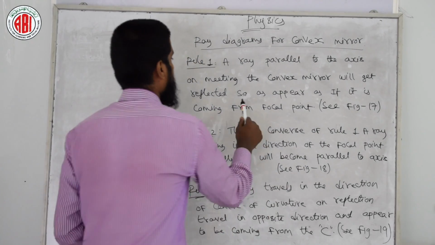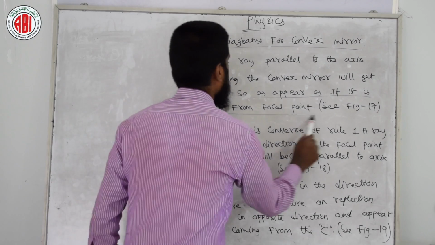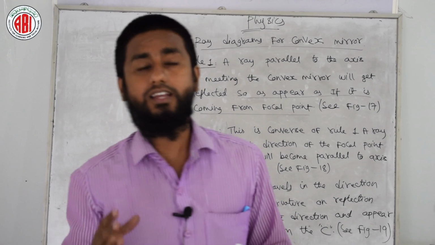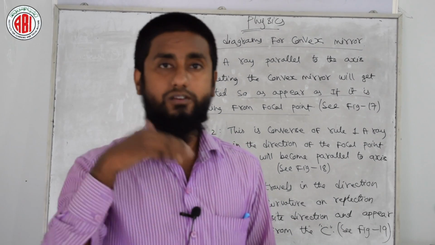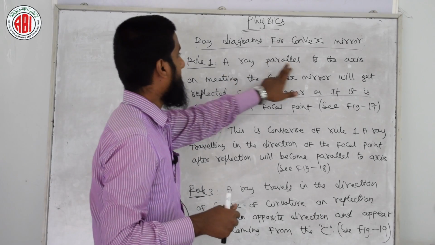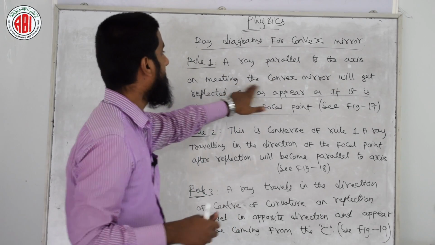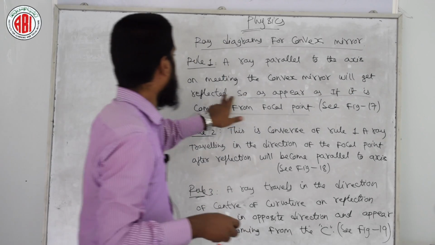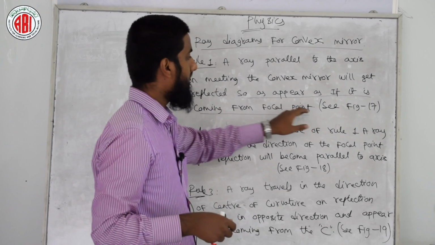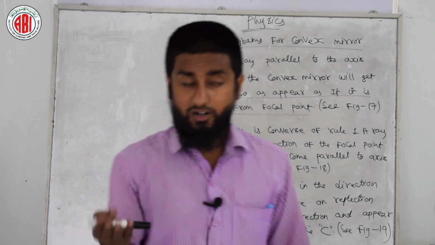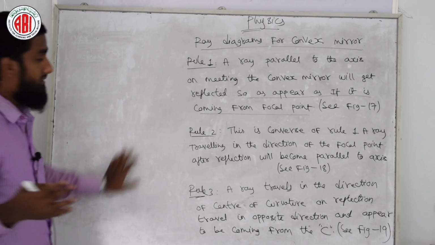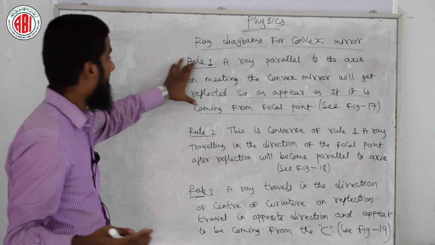Why we are writing this is, in a convex mirror we are not getting an actual reflected ray, we just need to assume that the ray is coming from a particular point. So once again I am telling, a ray parallel to the axis on meeting the convex mirror will get reflected, so appears as if it is coming from the focal point. You may not be able to see me, but you can see this part of the board. I am just telling the diagrammatic representation of this rule 1.